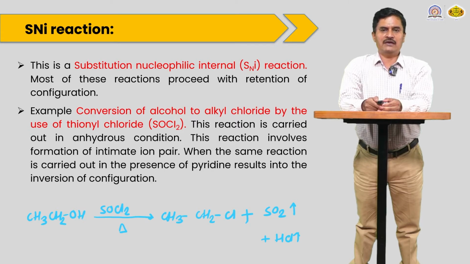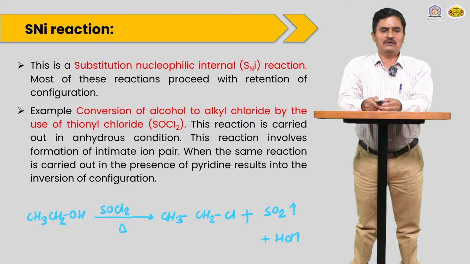Thionyl chloride is the reagent that first reacts with alcohol and converts the bad leaving group, that is the OH group, into a good leaving group. It means in the first step there is just a conversion of a bad leaving group into a good leaving group, and at the same time, from the good leaving group there is a departure of Cl minus that reacts from the same side, and that's why there is a retention in configuration.